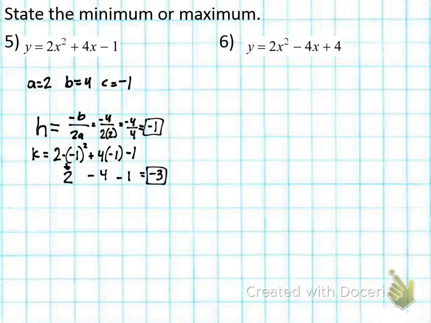Good. Now, do we have to put it in vertex form today? Are we supposed to? No, we're not supposed to. We can if we want to at this point, but we're not going to, because the directions say what? Good. State the minimum or maximum. Okay, so now we're going to ask ourselves the next question. What's A? What's A equal to? 2. Is it open up or down? Up. Minimum or maximum? Minimum.